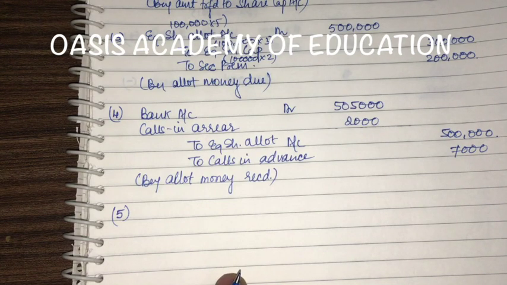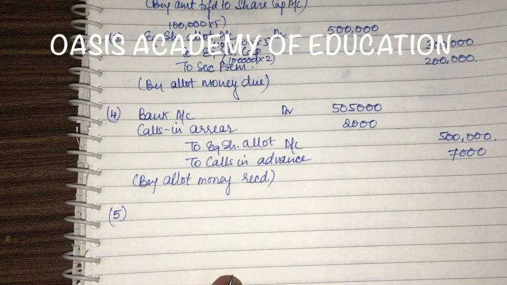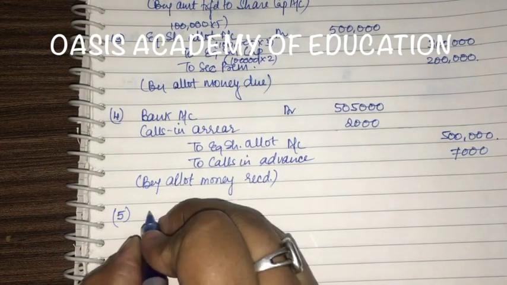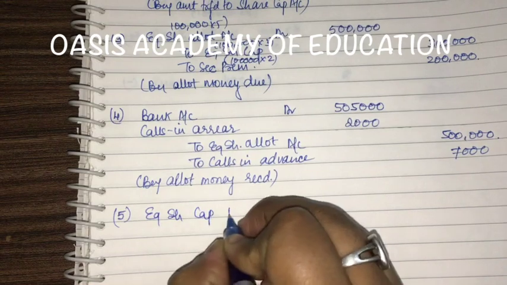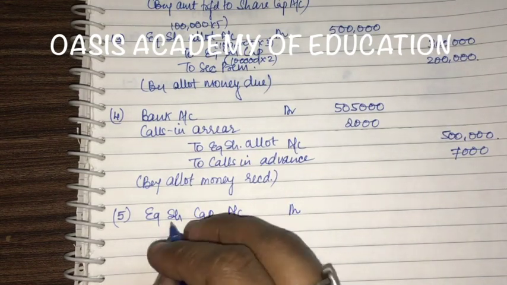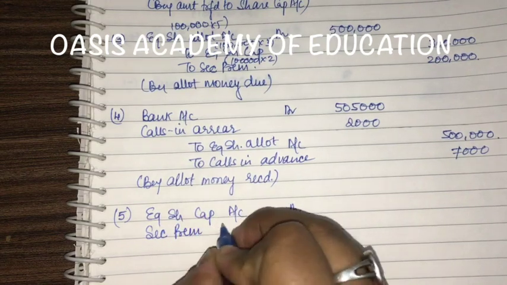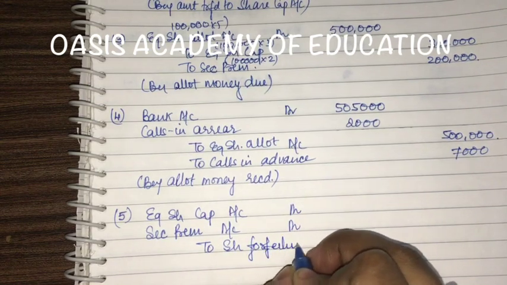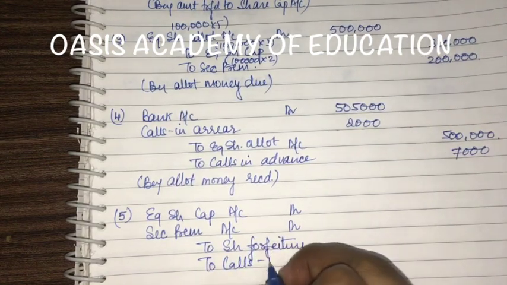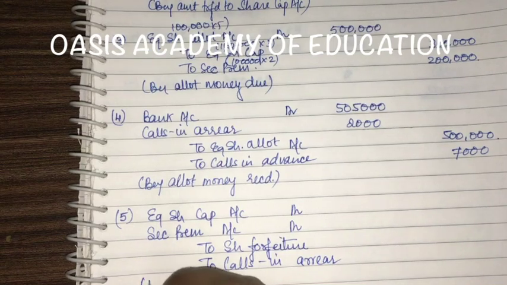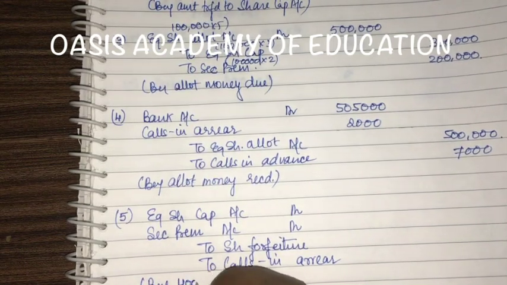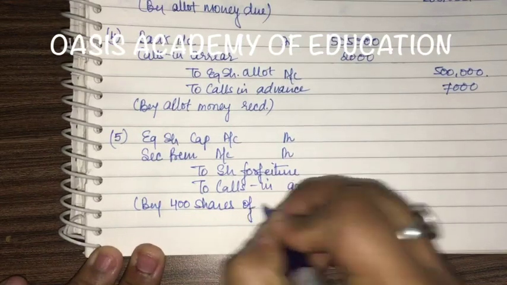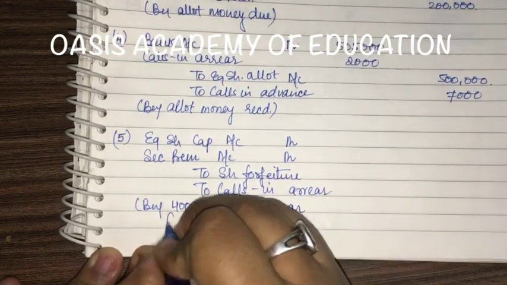The question clearly says that Kumar's shares were forfeited immediately after the allotment. That means now we have to forfeit Kumar's 400 shares. So equity share capital account debit, security premium account debit, to share forfeiture, to calls in arrear, being 400 shares of Kumar forfeited.